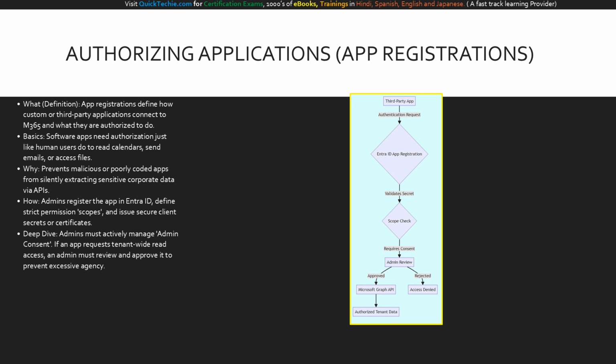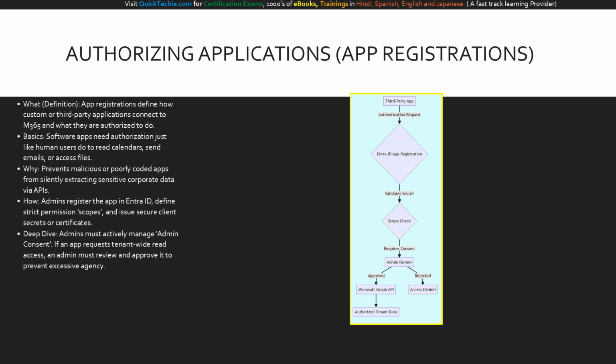In the modern workplace, you will constantly integrate custom workflows, third-party SaaS tools, and AI agents into your environment. These applications interact with your data through APIs, primarily the Microsoft Graph. To secure this, we use app registrations in Microsoft Entra ID. When a developer builds an app that needs to read a user's calendar, the app must be registered. You, the administrator, configure exactly what that app is authorized to do by defining specific permission scopes.